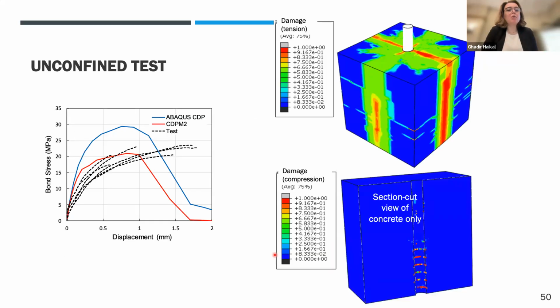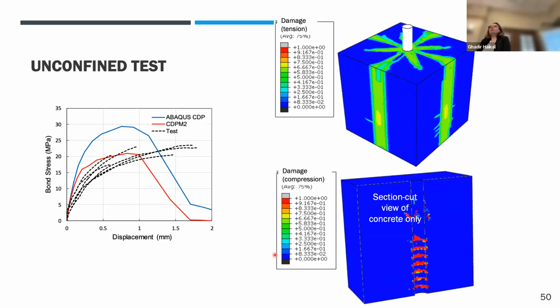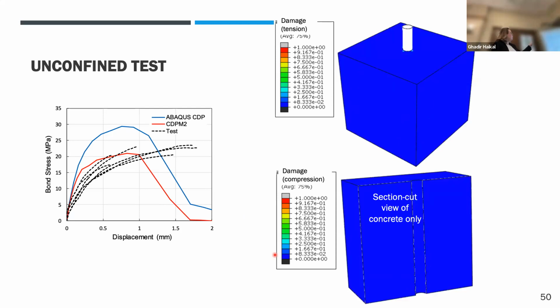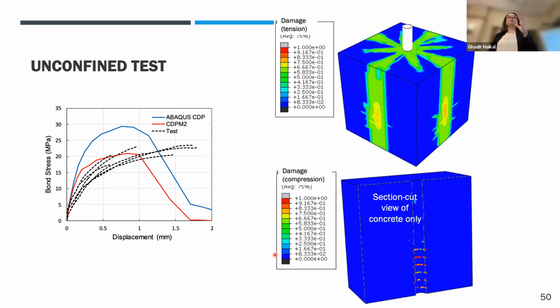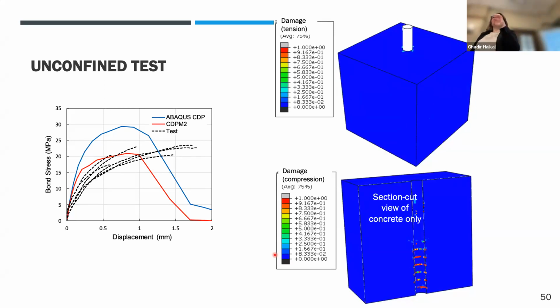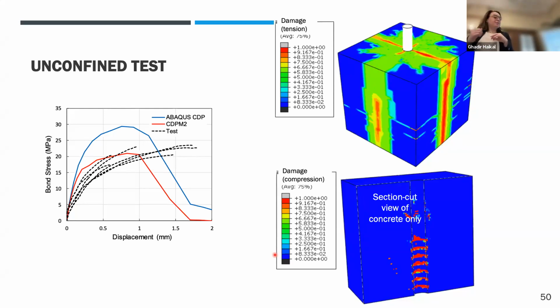So we went back to our pullout example. And now, see, the blue line is the old model, the red line is the new model, and now we do a much better job in capturing the behavior, the force displacement curves, compared to the experimental test.